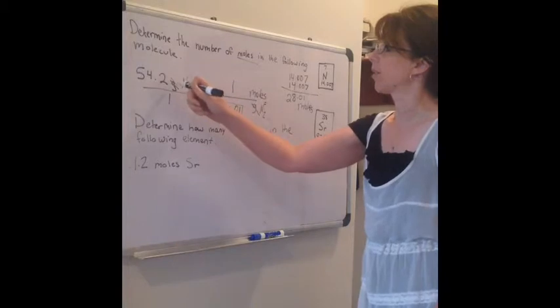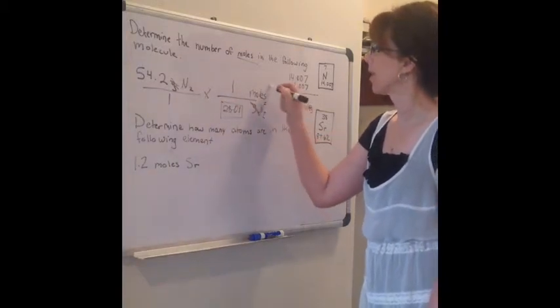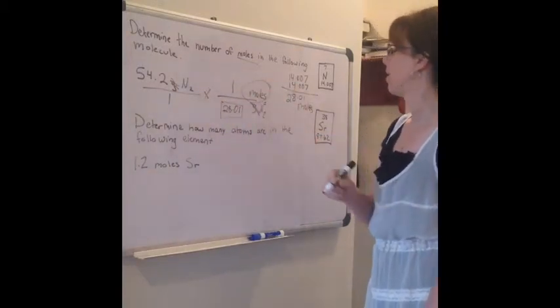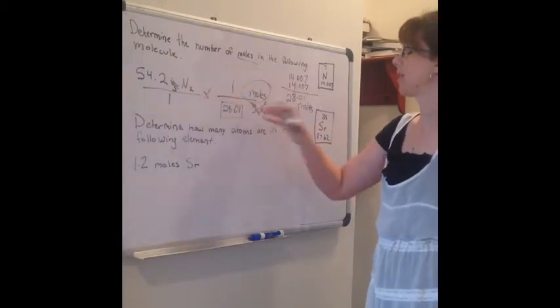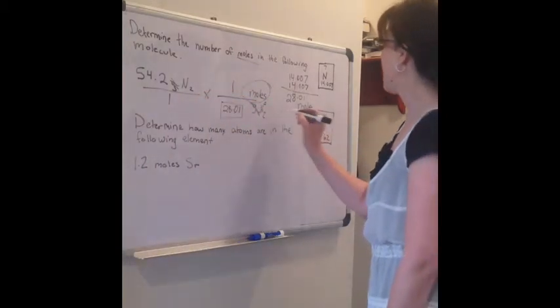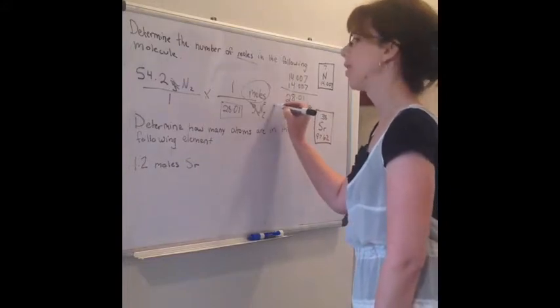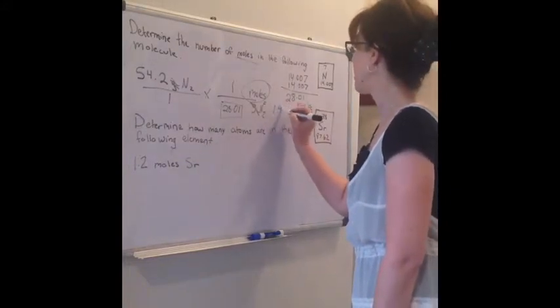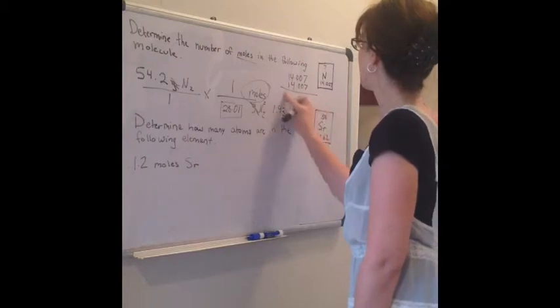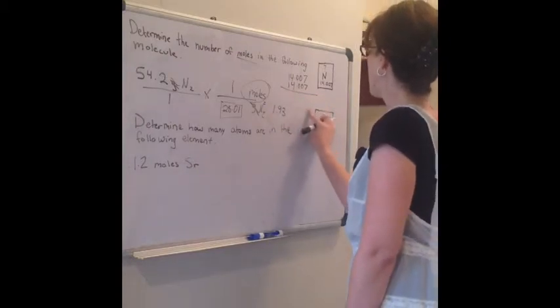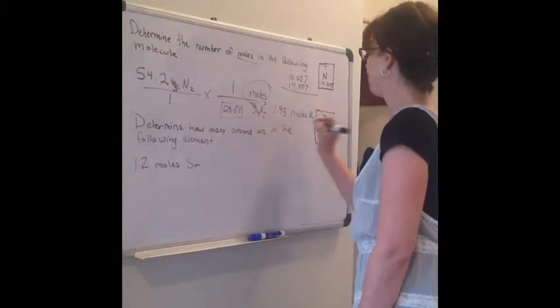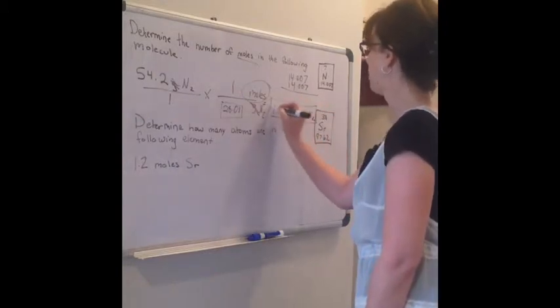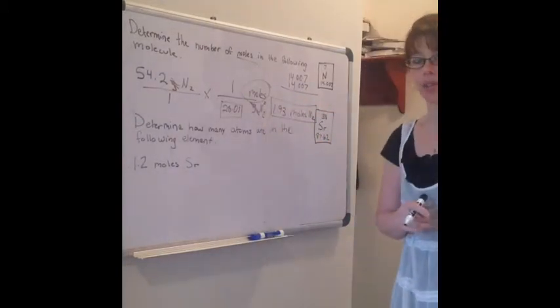Now again, we cross-canceled grams so that our final answer would be in moles. That tells me again if I'm going to multiply or divide. Since it's on the bottom, we're going to divide, and we get our answer of 1.93 moles of N2. And that's our answer for the first one.